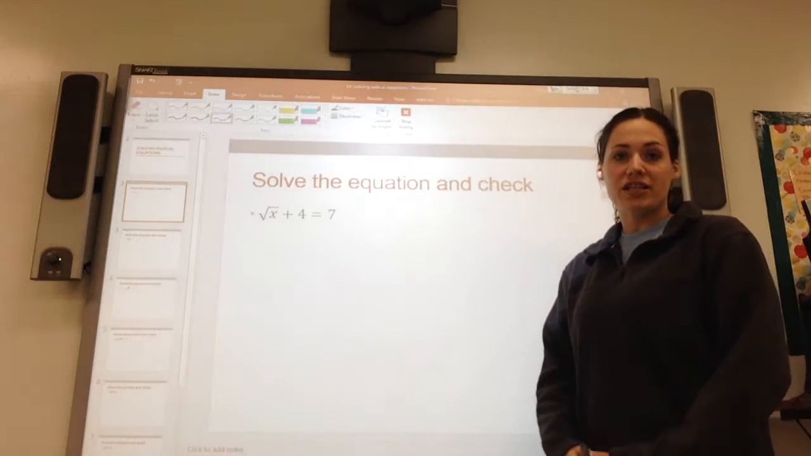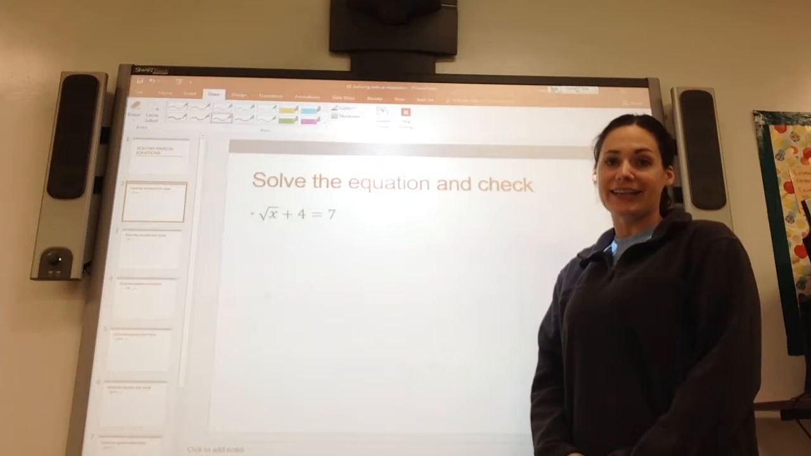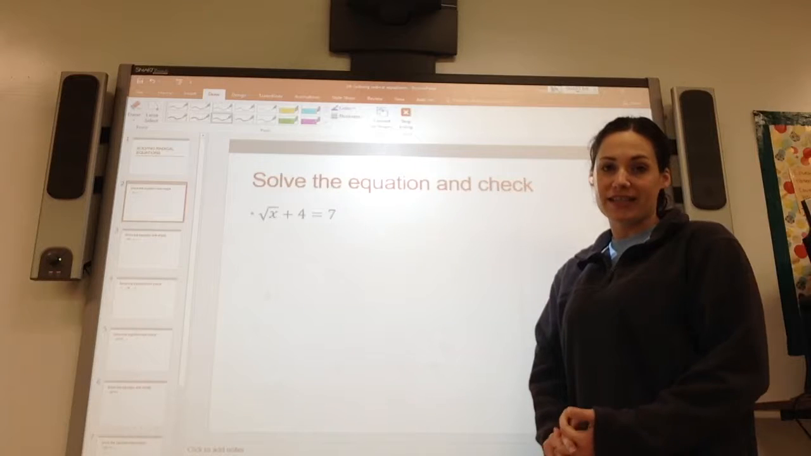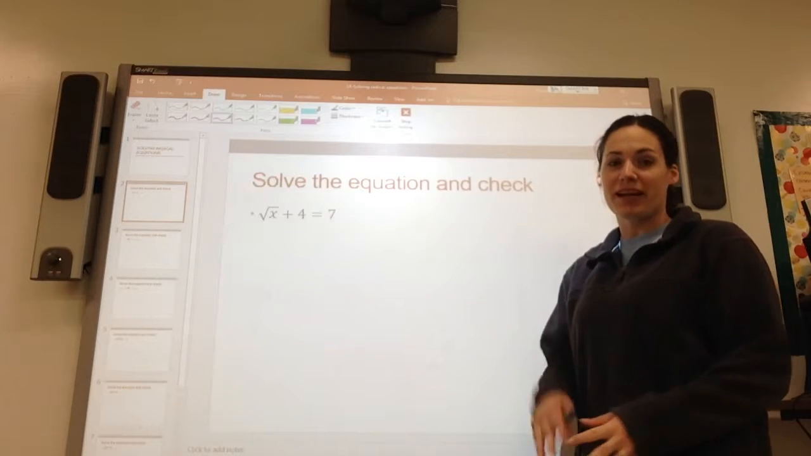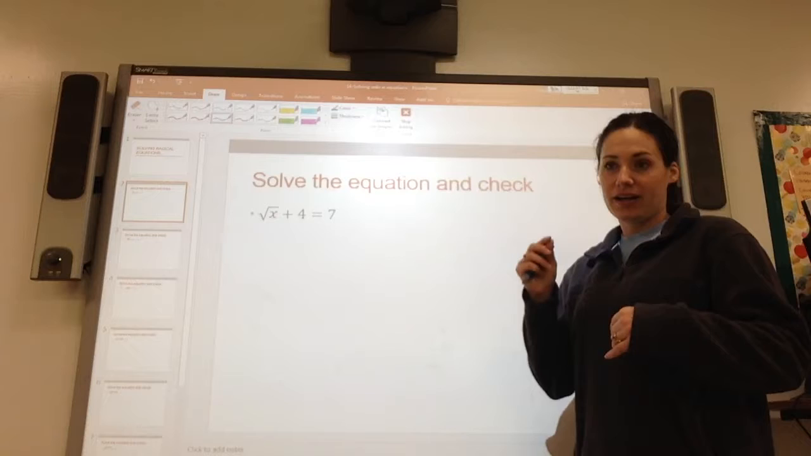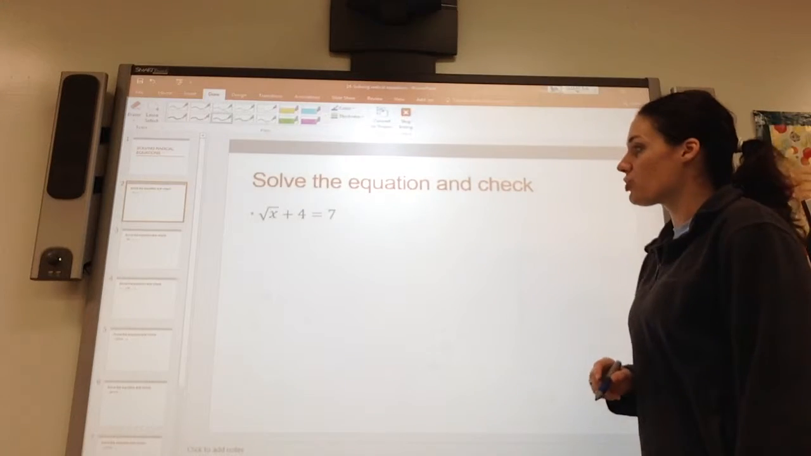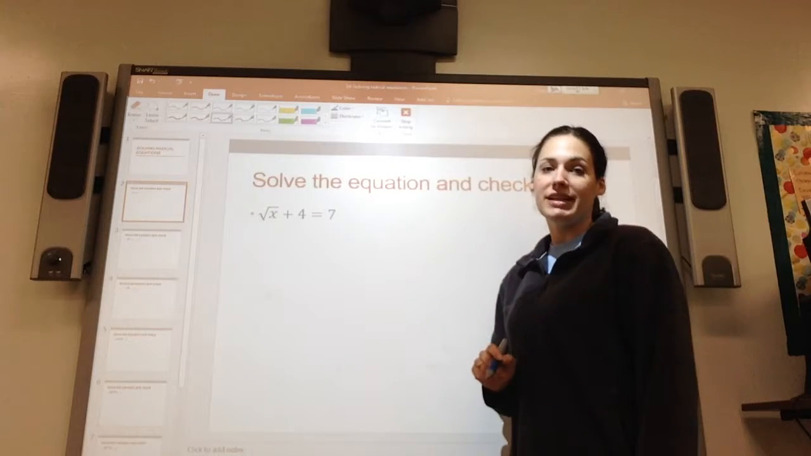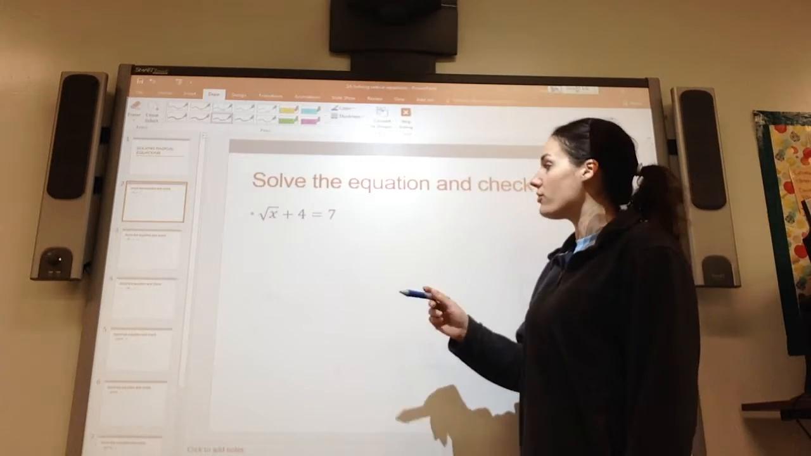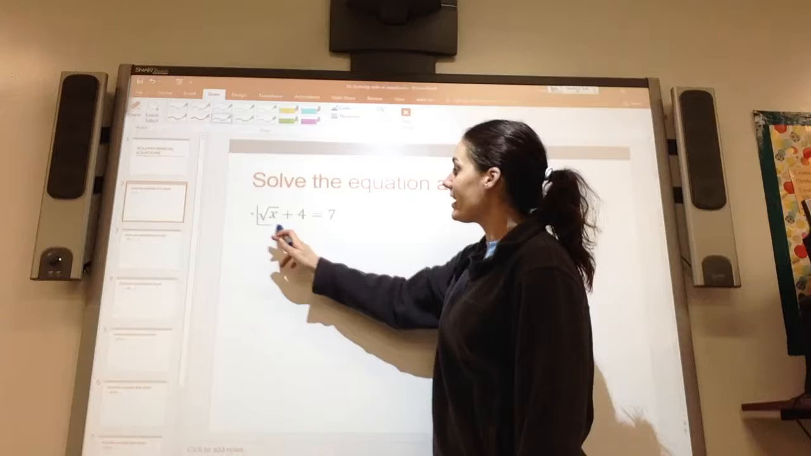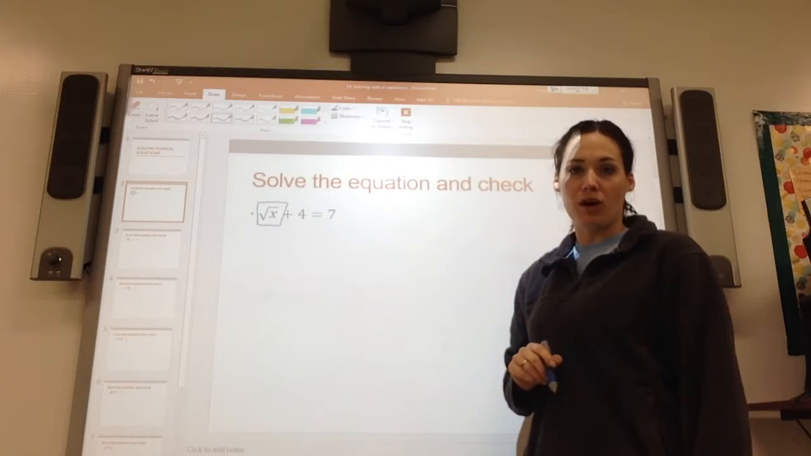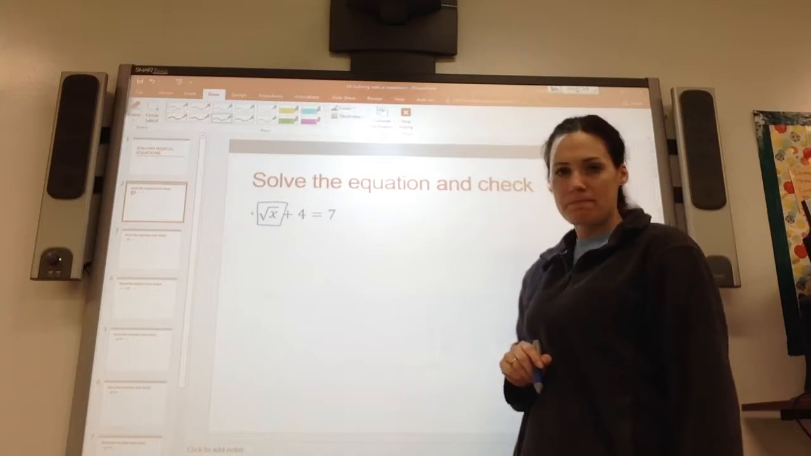Notice the directions here. It says solve the inequality and check. We will be checking today because sometimes you get answers that don't actually work, and you have to check it to know whether you're right or not. We've got the square root of x plus 4 equals 7. Just like when you solve for a variable, you need to isolate the radical. So we want to isolate the square root of x.